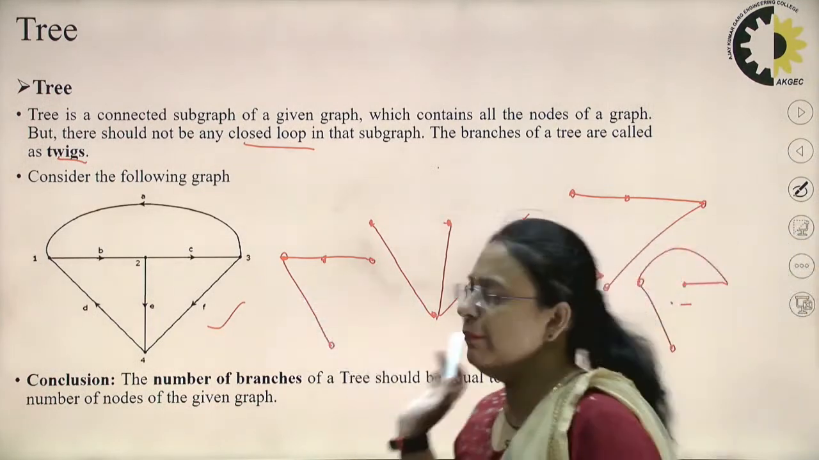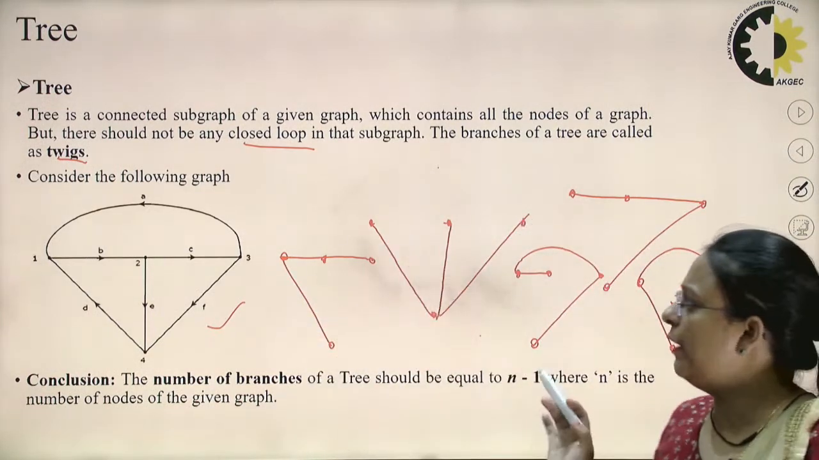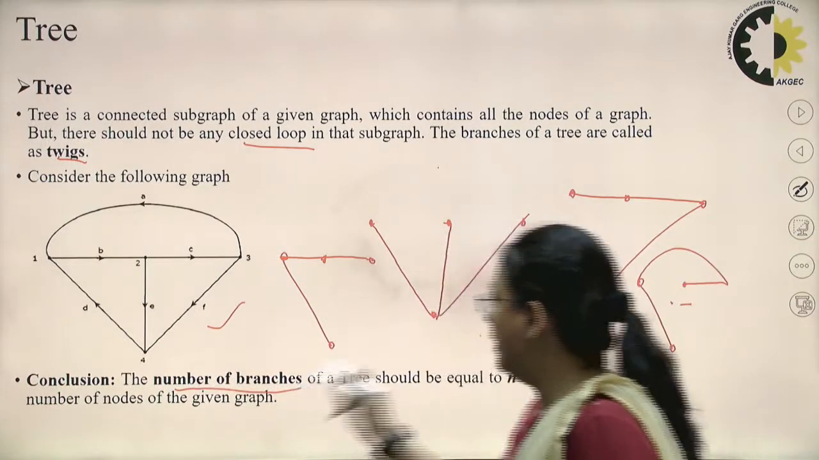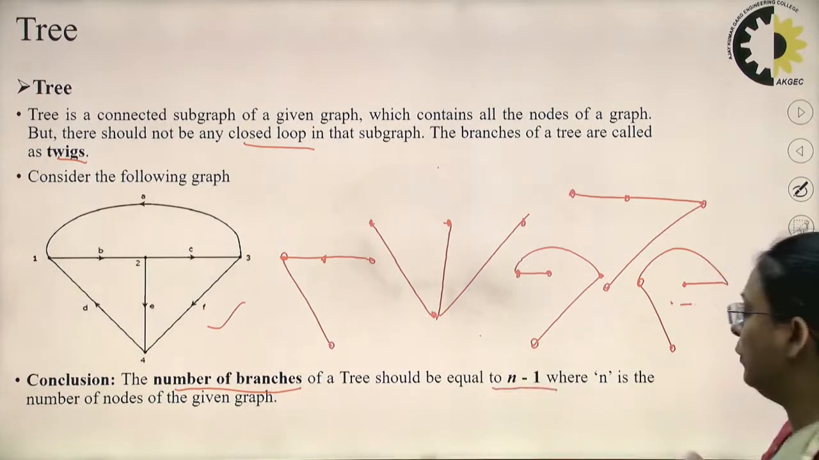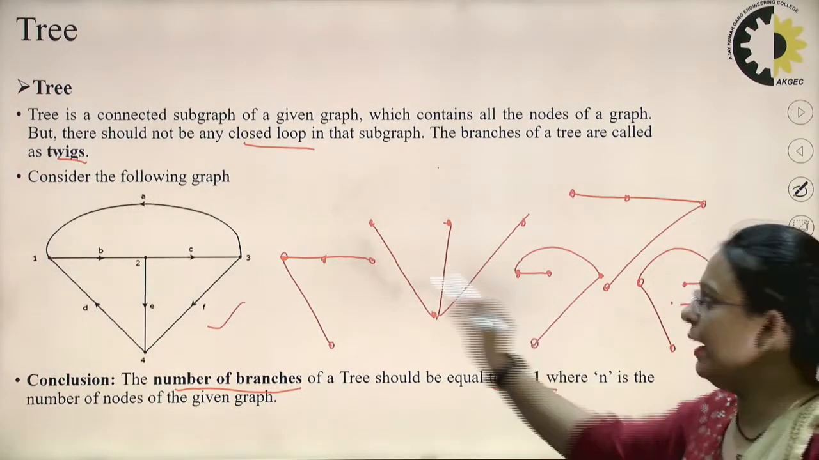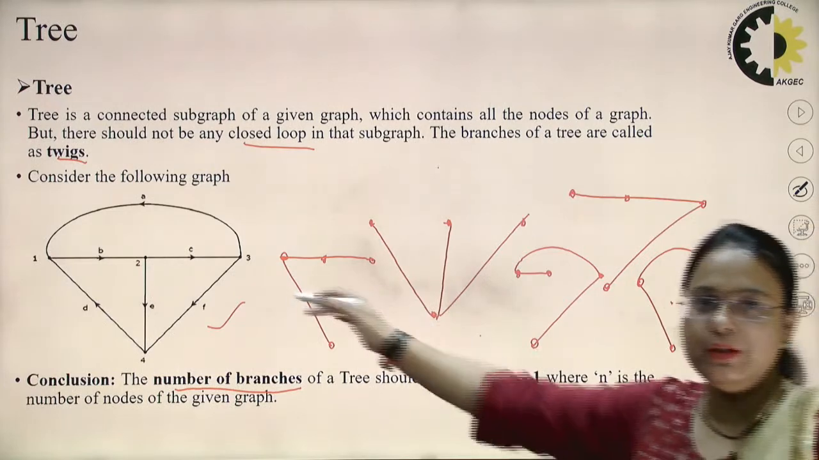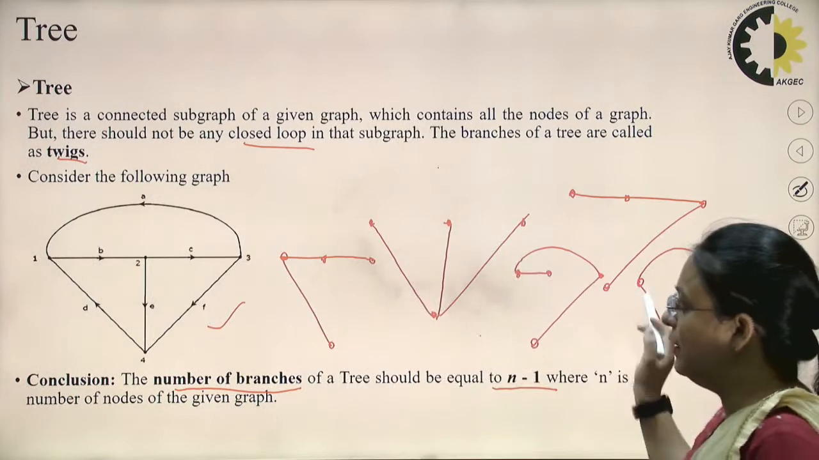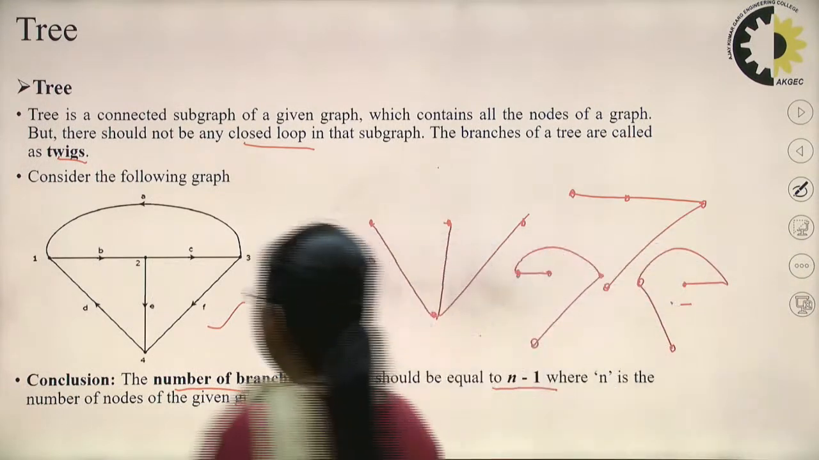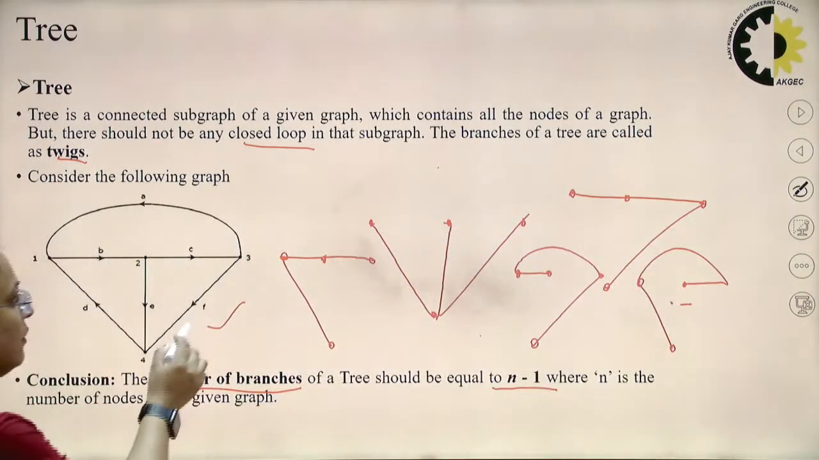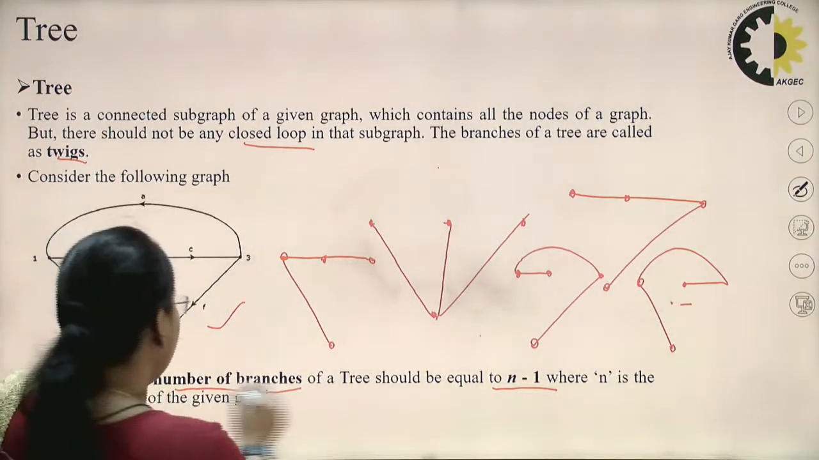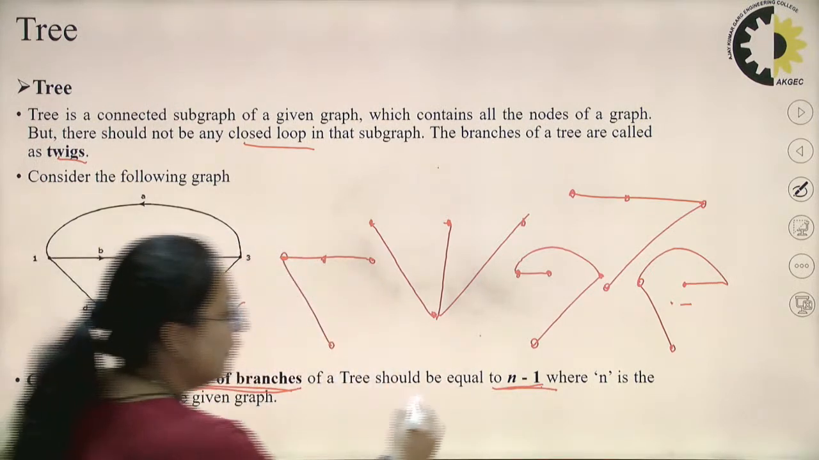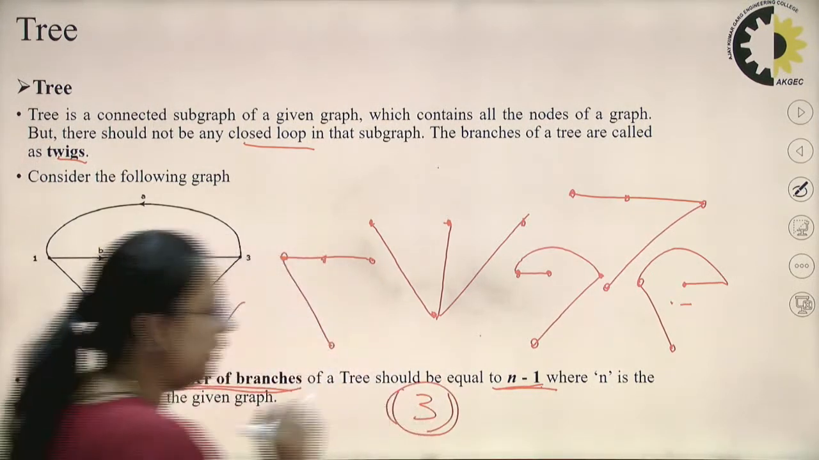Similarly, the number of trees can be formed from a particular graph. You can see, right. So what is the conclusion? That the number of branches of a tree should always be equal to n minus 1. You can see, I have drawn 5 trees from this graph, and in all the trees we have the same nodes, that is 4 nodes, but the number of branches in all the trees is n minus 1, that is, in these trees there must be 3 branches.